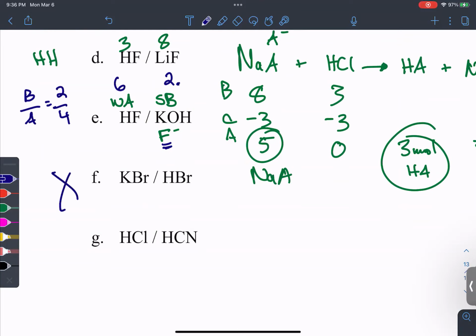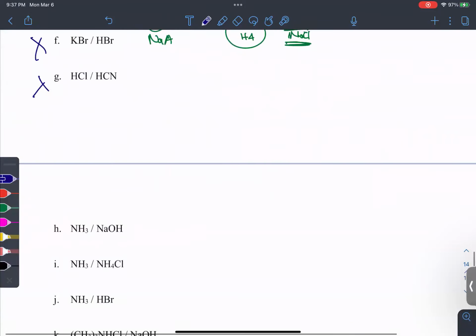All right, HCl and HCN. No, those are two acids. HCN is a weak acid, but HCl is a strong acid. So yeah, that would not make a buffer. Oh, geez, there's more.